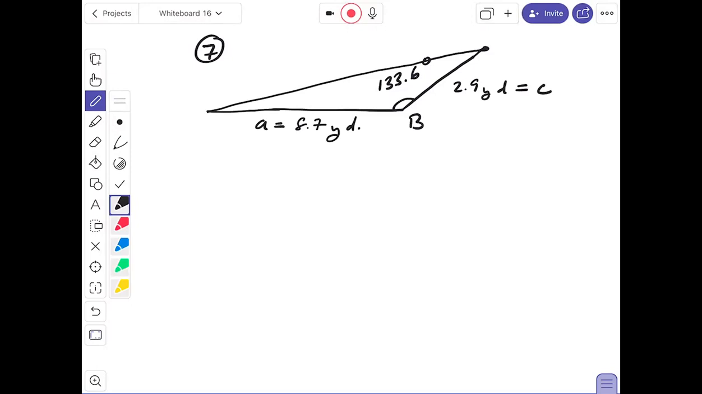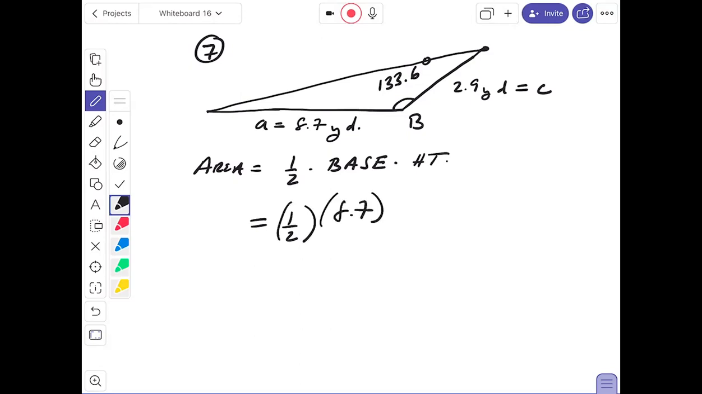I want to point out the area is 1/2 times the base times the height. I know the base of this triangle is 8.7 yards. What I don't know is the height. So I'm going to do something that might look a little strange to you. I'm going to draw this on here and talk about what the height is. This is the height, this thing over here.